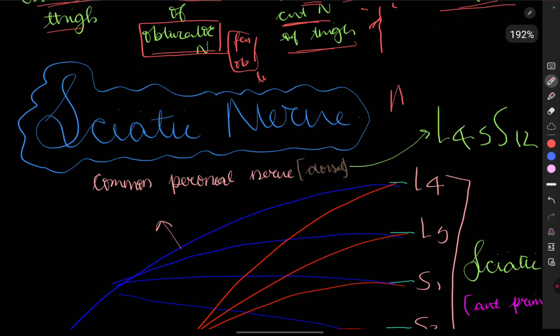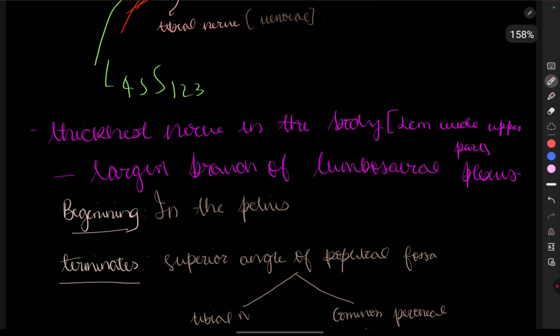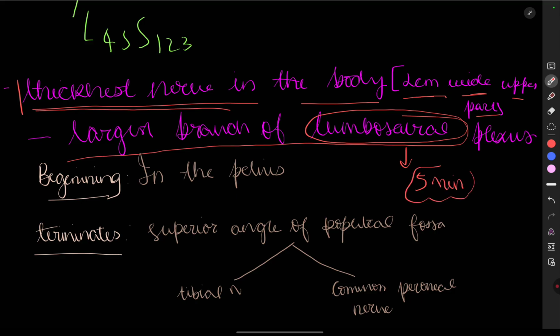Now the most important nerve, that is the sciatic nerve. This is the thickest nerve in the body. We had also studied this in the introductory part of the lower limb chapter. Please check that video out. It is the thickest nerve in the body, around 2 centimeters wide in the upper parts. It is the largest branch of the lumbosacral plexus. If you don't know that, we have covered the whole lumbosacral plexus in only 5 minutes. I'll link it in the description box. You can check it out.